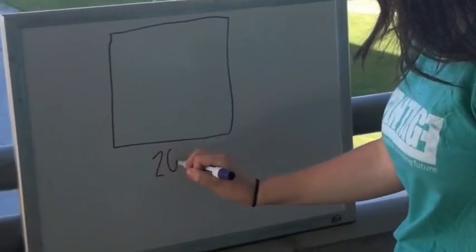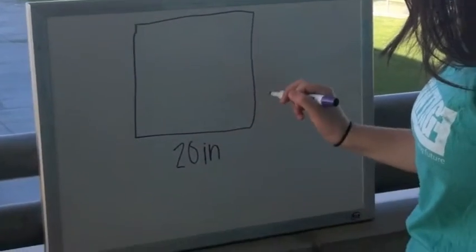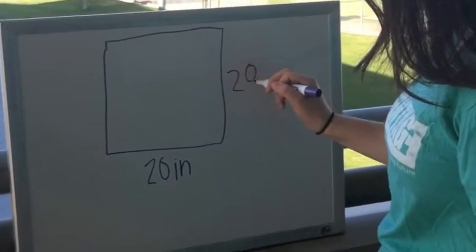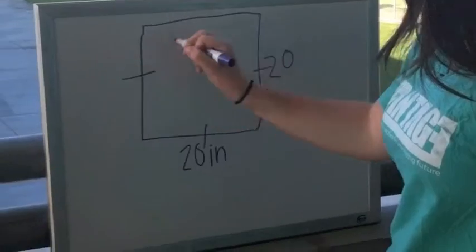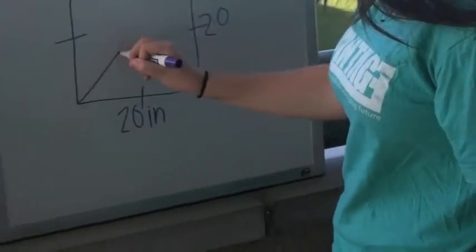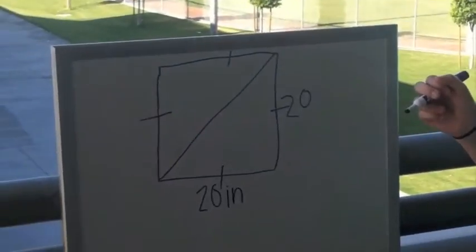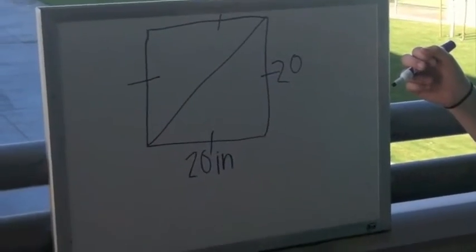Okay, there's our square. So if it's 20 inches by 20, that means it's an equilateral square, the side lengths are all the same. So if we were to cut it in half.